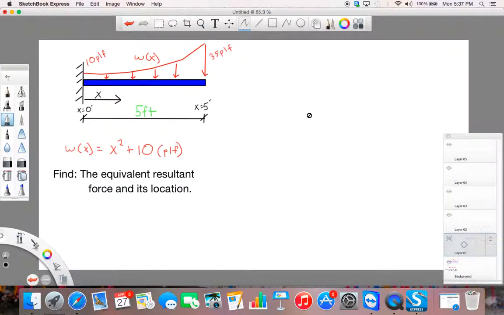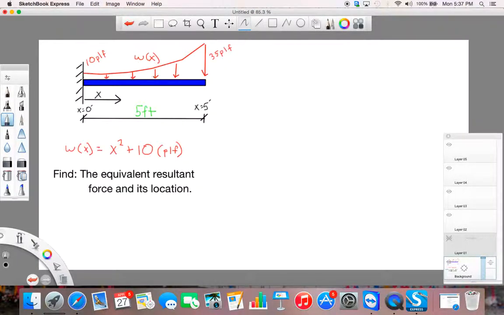Okay, so we are going to look at a problem that asks us to take a distributed load that's on a cantilevered beam and determine the equivalent resultant force and where that force is located on the beam.